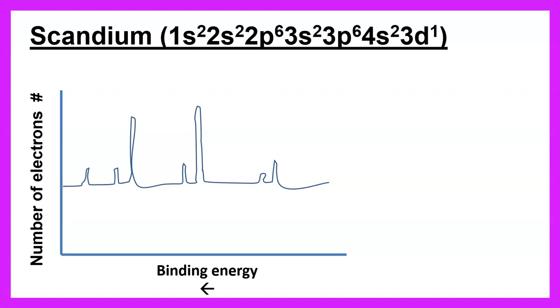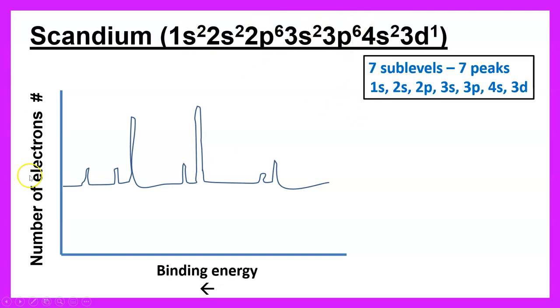Sometimes they get more and more complicated. The more and more electrons you get, the worse and worse it gets. But if you look at your electron configuration, we have, let's see, 1, 2, 3, 4, 5, 6, 7 sublevels, 7 pieces here. I should have 7 peaks.